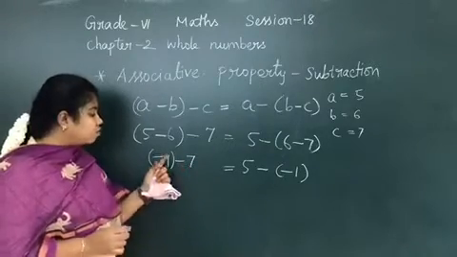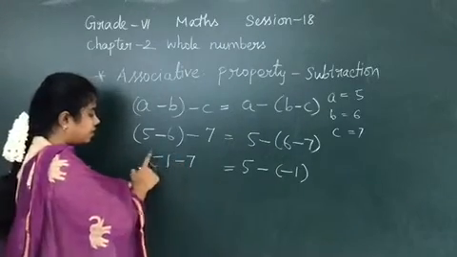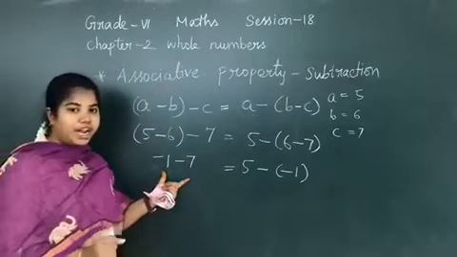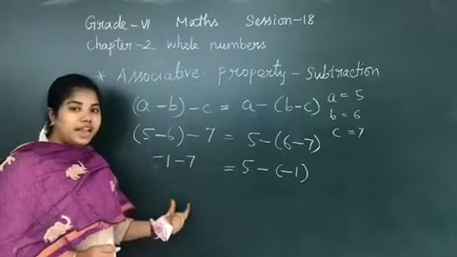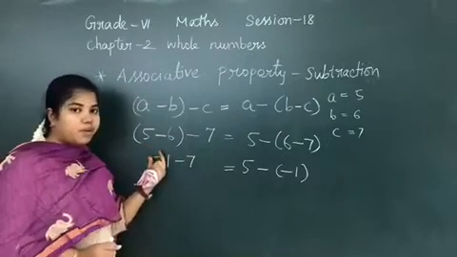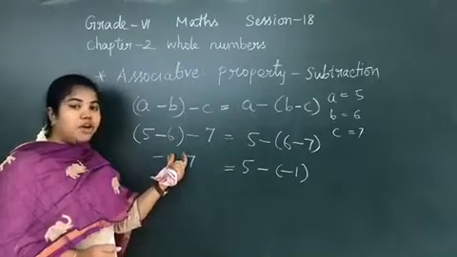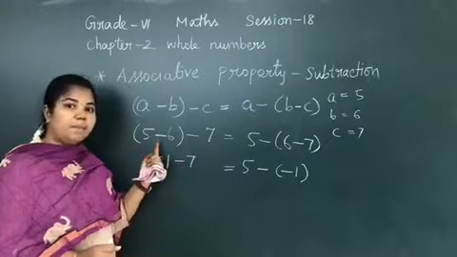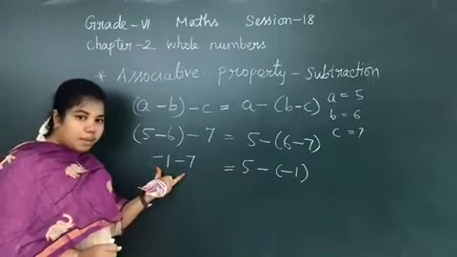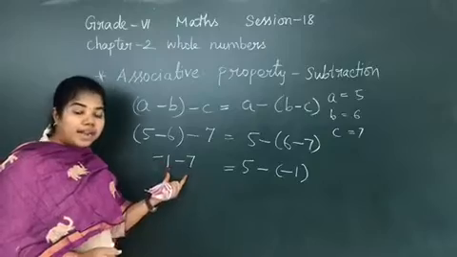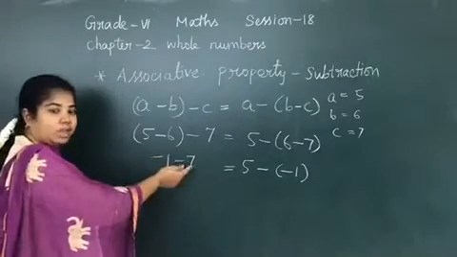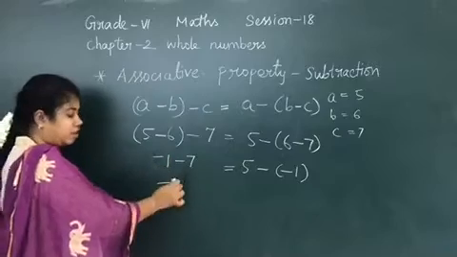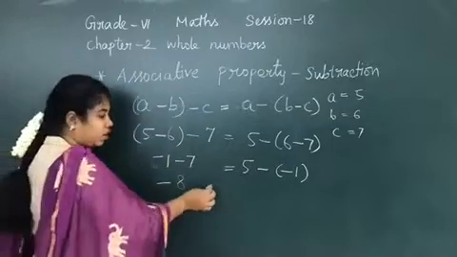Okay, what is minus 1 and minus 7? So both are negative numbers. If both are negative numbers, you have to add and write the negative sign. If one number is positive and one number is negative, you are going to subtract and write the bigger number sign. If both the numbers are negative, you have to add the numbers and write the negative sign. So write the negative sign, add both the numbers. What is the number? 1 plus 7. So minus 8. Can you understand?